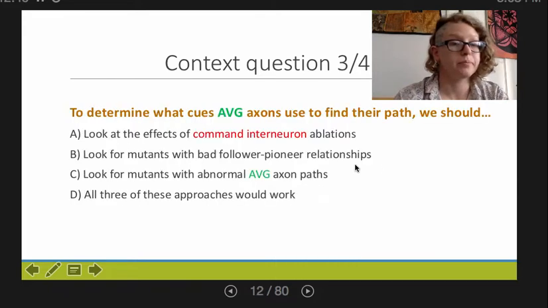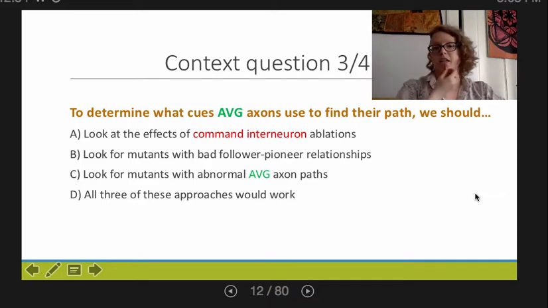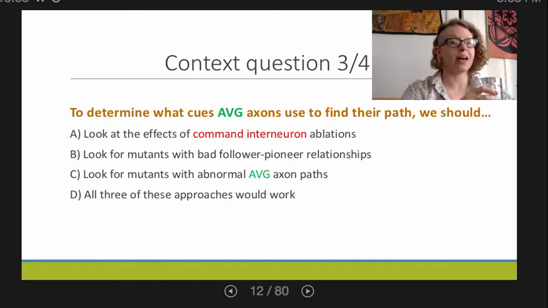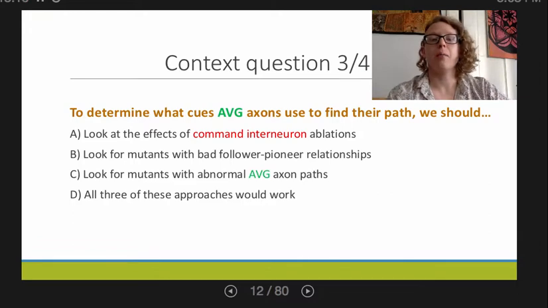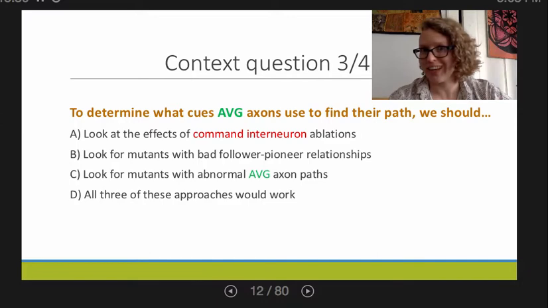Cool. Next question. To determine what cues AVG axons use to find their path, we should A, look at the effects of command interneuron ablations. So using a laser to kill some command interneurons. B, look for mutants with bad pioneer-follower relationships. C, look for mutants with abnormal AVG axon paths. Or D, all of these approaches would work. So pause it. 1, 2, 3, and you're back.